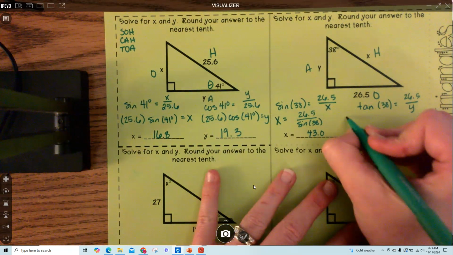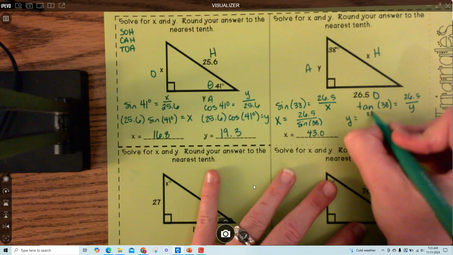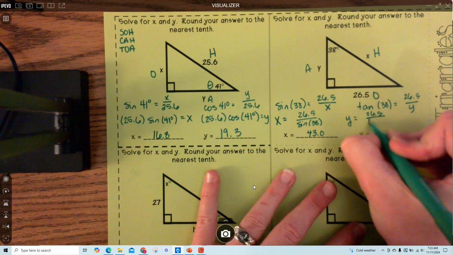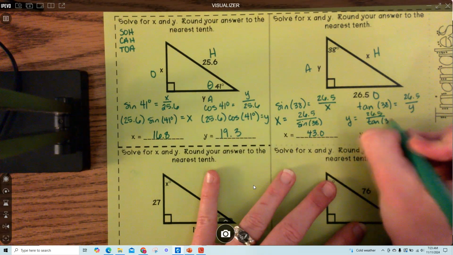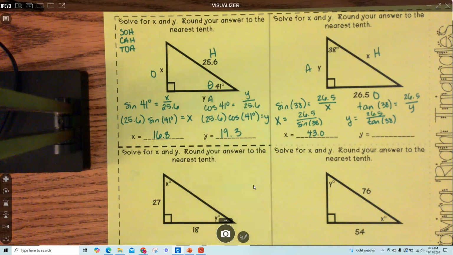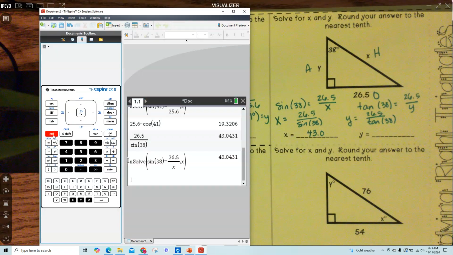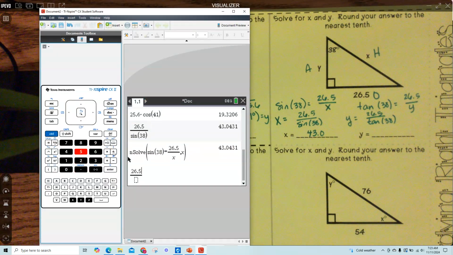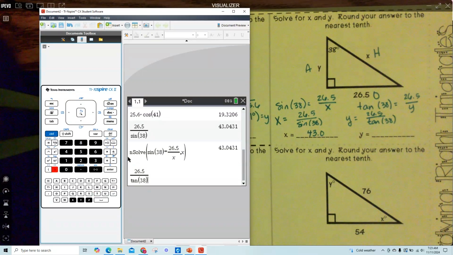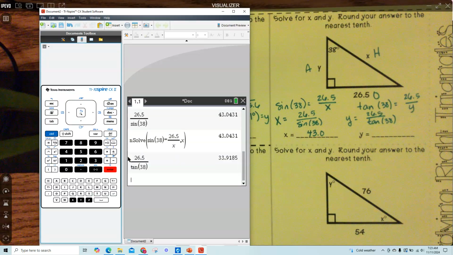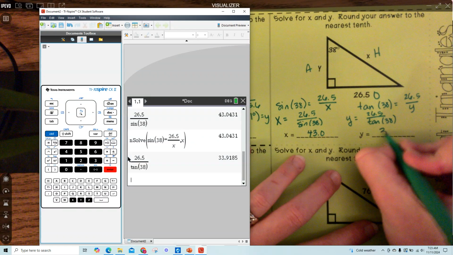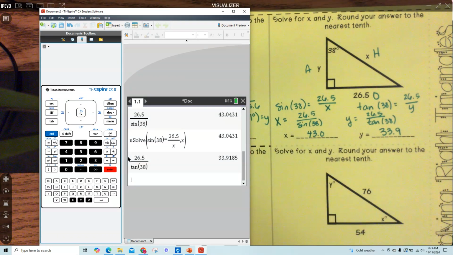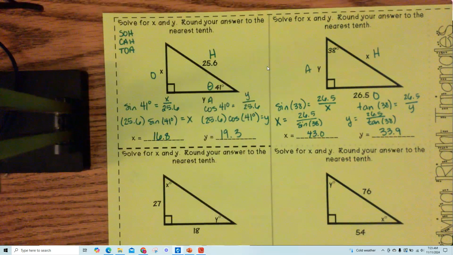So again, this one kind of switches a little bit differently. So we would have 26.5 over the tangent of 38, and we get 33.9. So a way that you can always check these is to look at the hypotenuse.